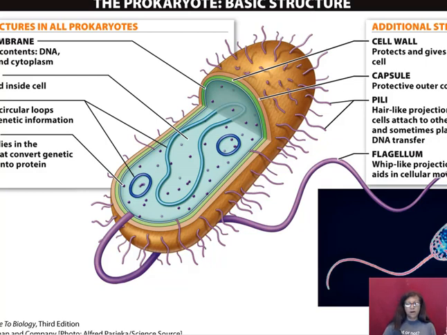They all have these four structures that you see here: the plasma membrane, the cytoplasm, DNA, and ribosomes. All prokaryotes have that. Now, some prokaryotes could have a cell wall. Some prokaryotes could have a capsule. Some prokaryotes could have what's called pili, and these are like hair-like projections that help the cells attach to other surfaces and sometimes play a role in DNA transfer. And some prokaryotes can have flagellum, and that helps them to actually become motile. Okay, not all.